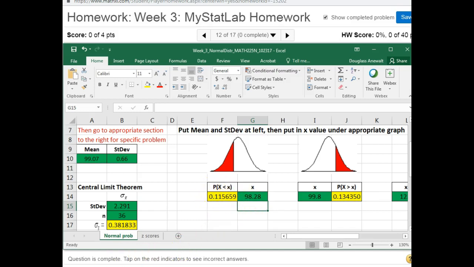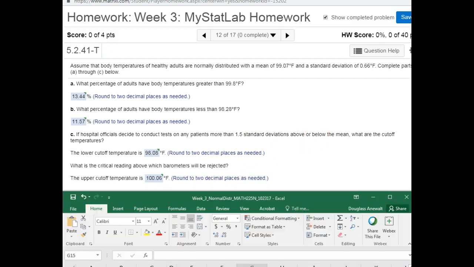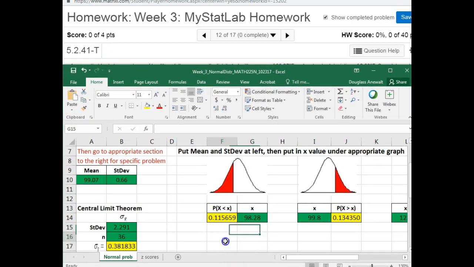less than that amount. For part C here, the hospital is going to conduct tests on anybody who's not really close to the mean. So they're more than 1.5 standard deviations either above or below the mean. So what are those cutoff temperatures? You can use a calculator for this. I'm going to stick with Excel just because I have it open.